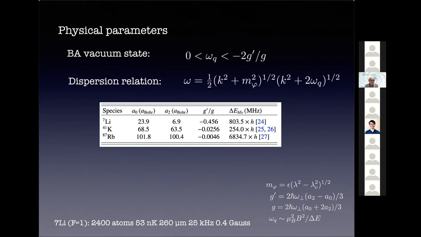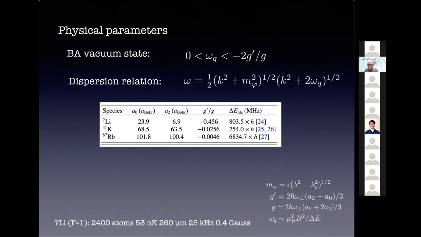On the other hand, I'm told that experimentalists are very fond of rubidium, so they would rather be at the bottom of the table. We haven't managed to get our numerics to work for rubidium so far, but in principle, rubidium is a possible example of this model. But it's a tough ask because of the very close values of these two S-wave scattering lengths. The other thing in the table is the hyperfine splitting energy, which tells you how big the quadratic Zeeman effect will be for a given magnetic field.